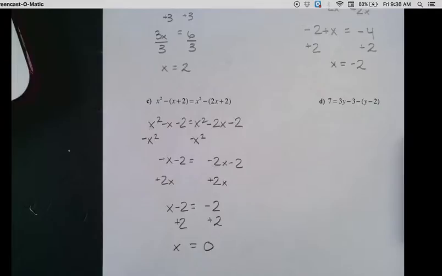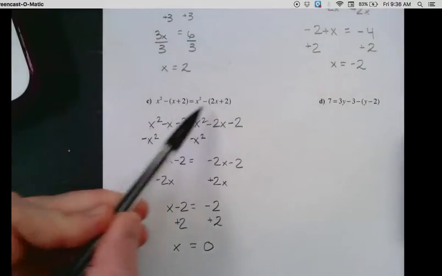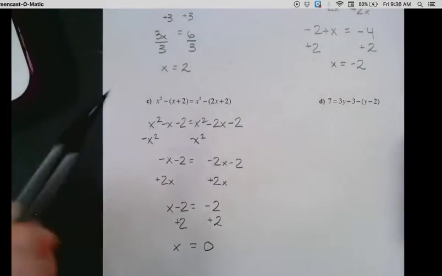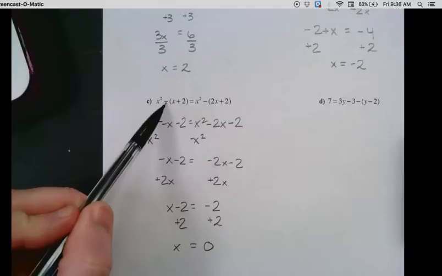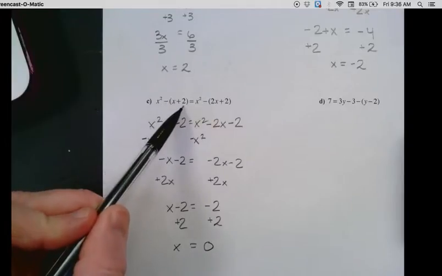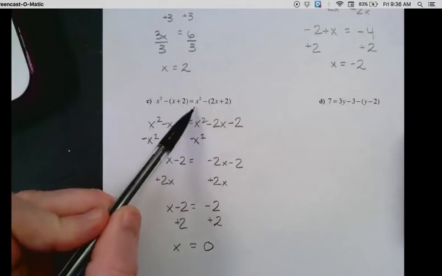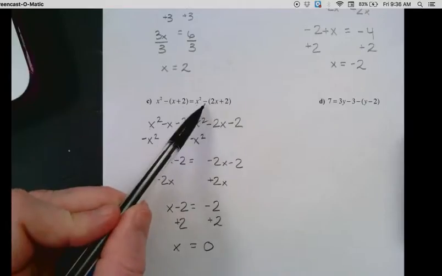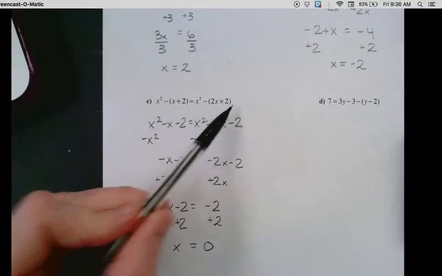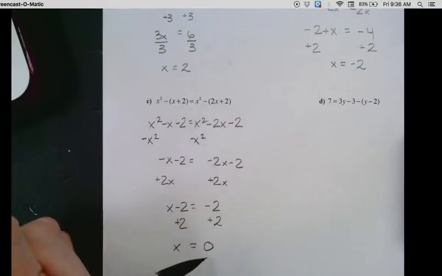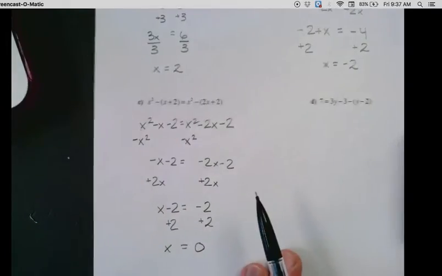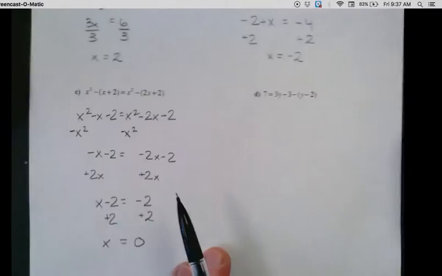That is a valid solution, x equals 0. It's not no solution, it's 0. 0 and no solution are two different answers. If I plug 0 in here, it works, right? 0 squared minus 0 plus 2 is equal to 0 minus 0 plus 2. Okay, it works in the equation. The answer is not no solution.